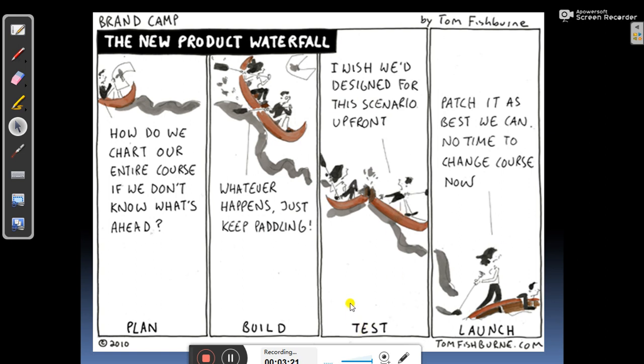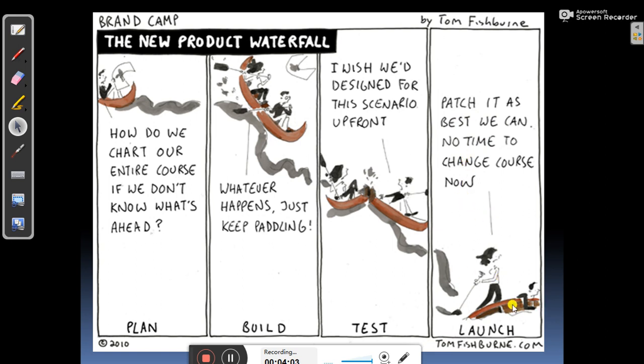And then in the third, the testing phase: I wish we had designed for this scenario up front. So at the testing phase you might think that in the previous phase, the build phase, you might have done something better. Whatever we could have done, we may have done in the previous phases for a better result in this phase. And then the launch: when you launch your software, patch it as best we can. No time to change course now.